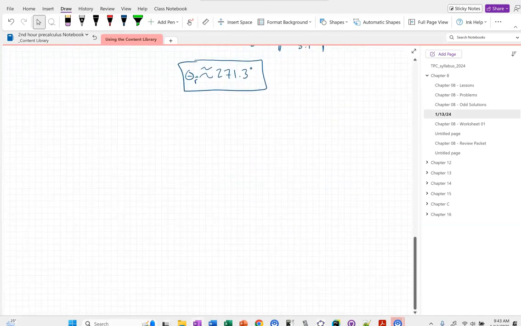The other idea here is we're going to introduce a new vector operation called a projection, and we're going to use that then to do another type of story problem.